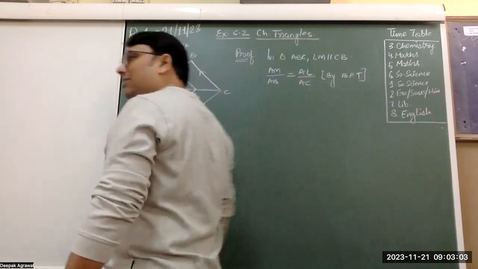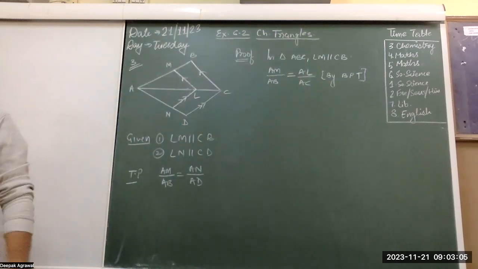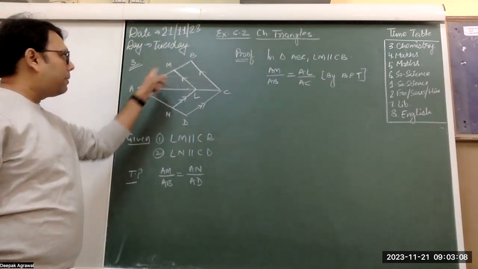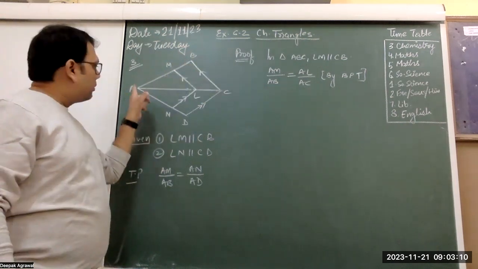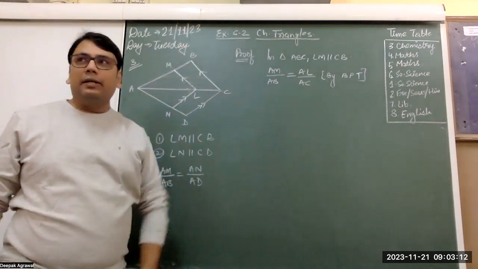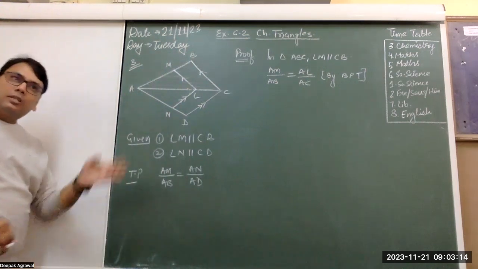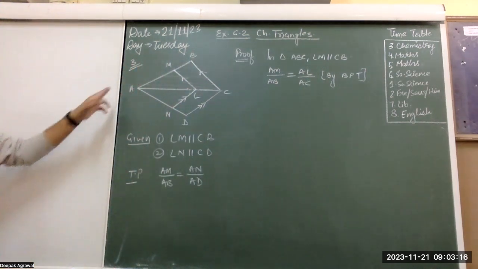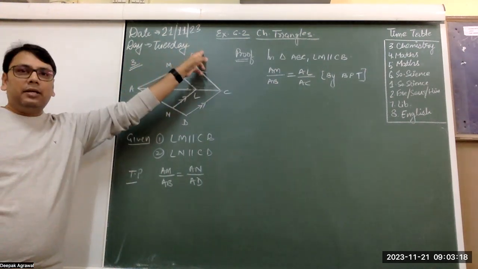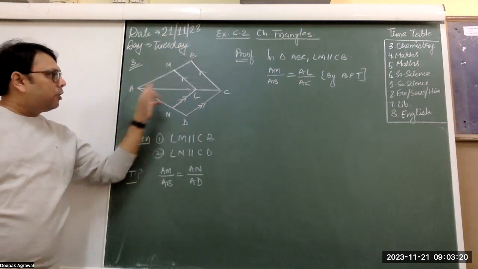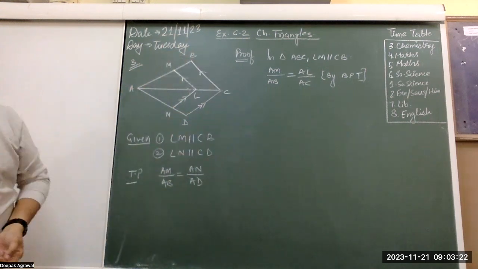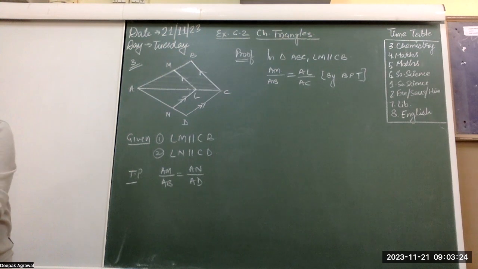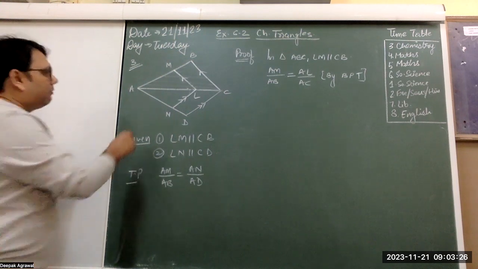Remember, yesterday I shared some other results of BPT as well, in which one result was smaller part upon entire is equals to smaller part upon entire. Do you remember such a result? The same way I am using AM upon AB is equals to AL upon AC. Similarly, in the other triangle, what other triangle? We have this one.